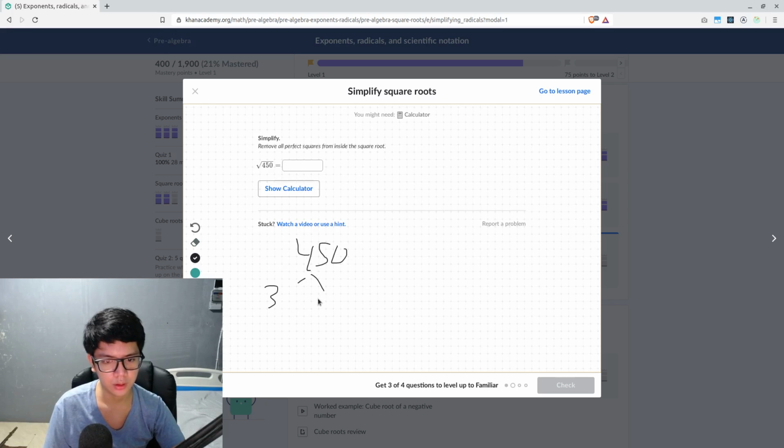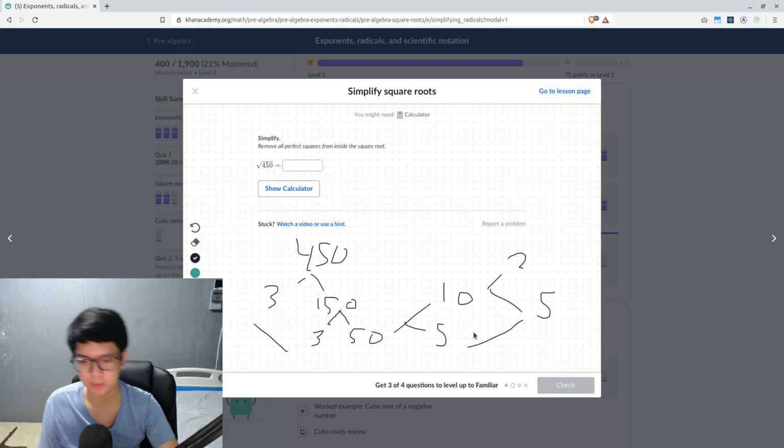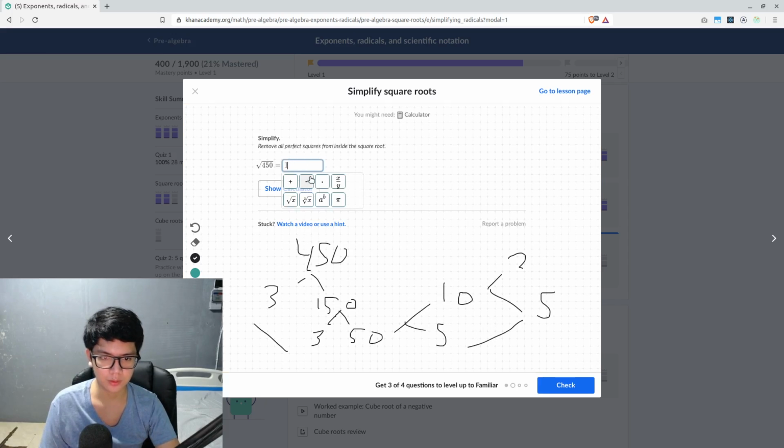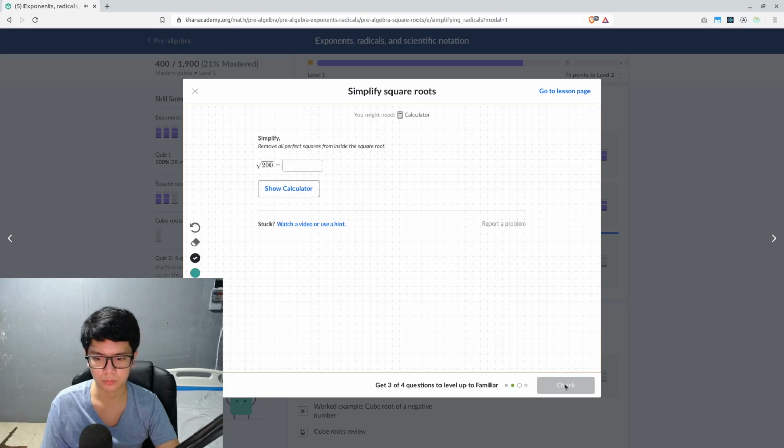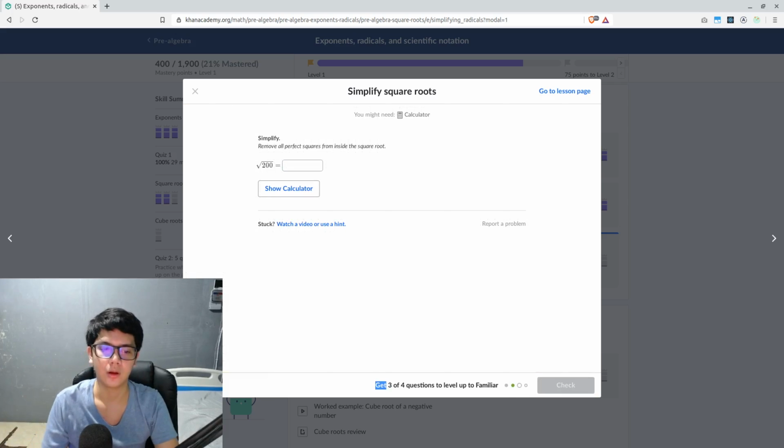450 is 3 times 150, which is also 3 times 50. And then for the 50 part, you've got 10 and 5, and this was 2 and 5. So I guess I'm left with 5 times 5, 15 square root of 2. Pretty cool.